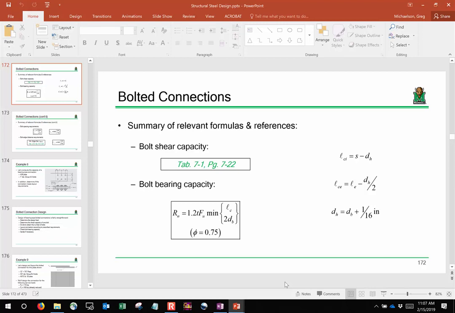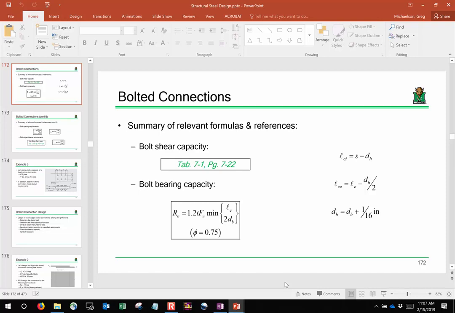But remember, bolt bearing capacity is computed as follows, and everything in this nominal resistance equation is readily available except for one thing, and that's L sub C. That's going to be kind of a new calc, but it's pretty easy. The formulas are pretty straightforward. If you have an edge bolt, it's the edge distance minus half a hole diameter. If you have an interior bolt, it's the bolt spacing minus an entire hole diameter. Remember, we're looking at the physical dimensions of the plate, so the hole diameter is the bolt diameter plus a 16th of an inch, not an eighth of an inch like it was in tension members.